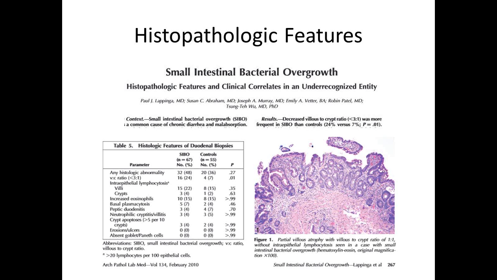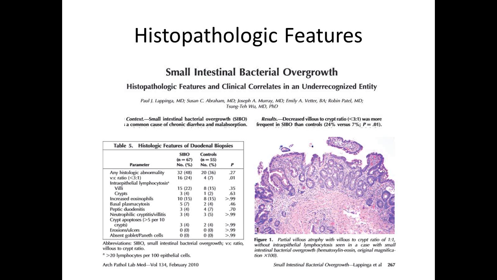So this next slide I put in the presentation because this is a hot topic, which is gut permeability. And we think that this may be taking place in bacterial overgrowth. This slide was based on biopsies of 67 patients with SIBO. And 48% of the patients with SIBO showed some histologic abnormalities compared to 36% of the controls.